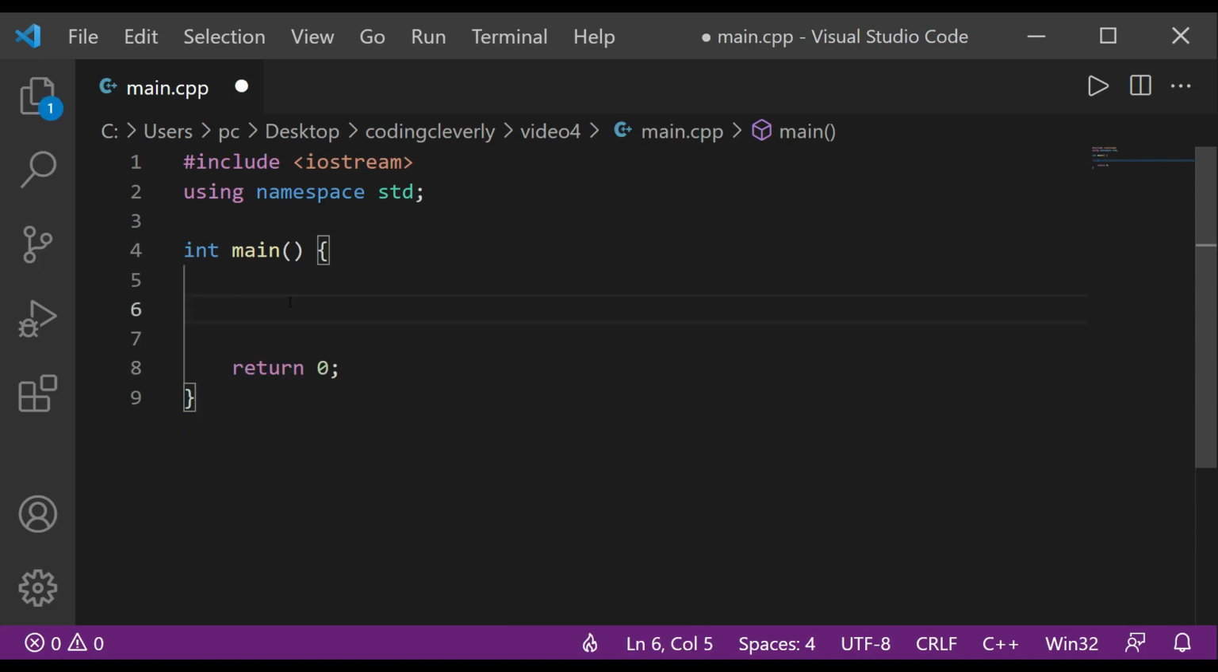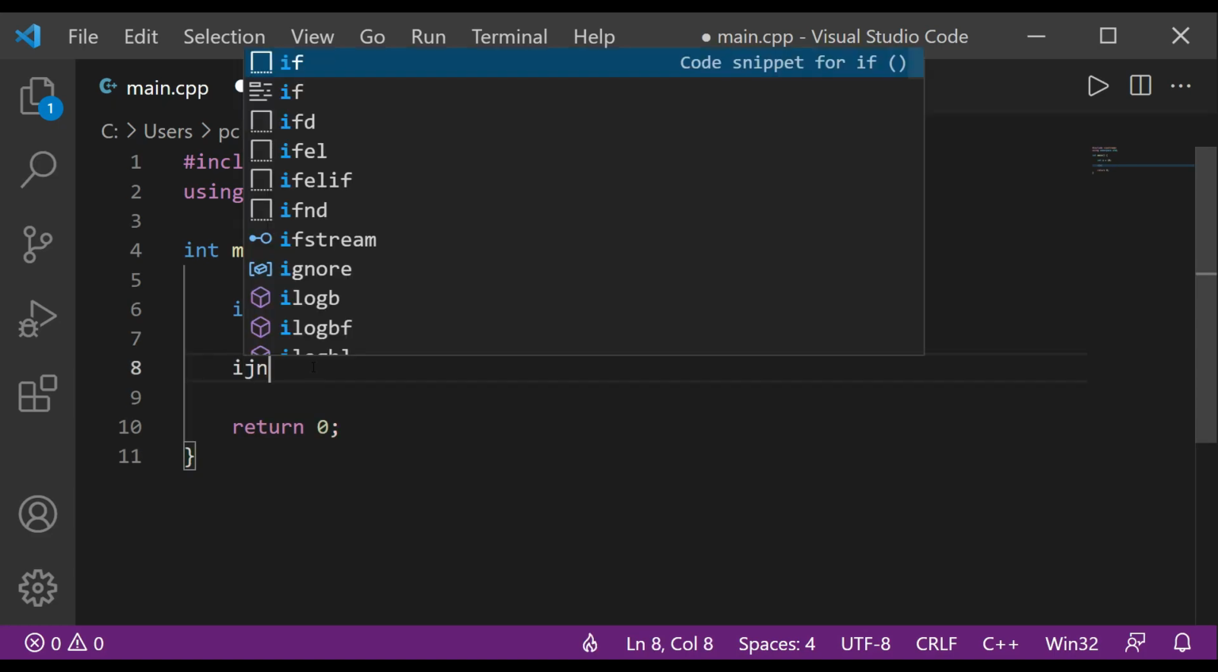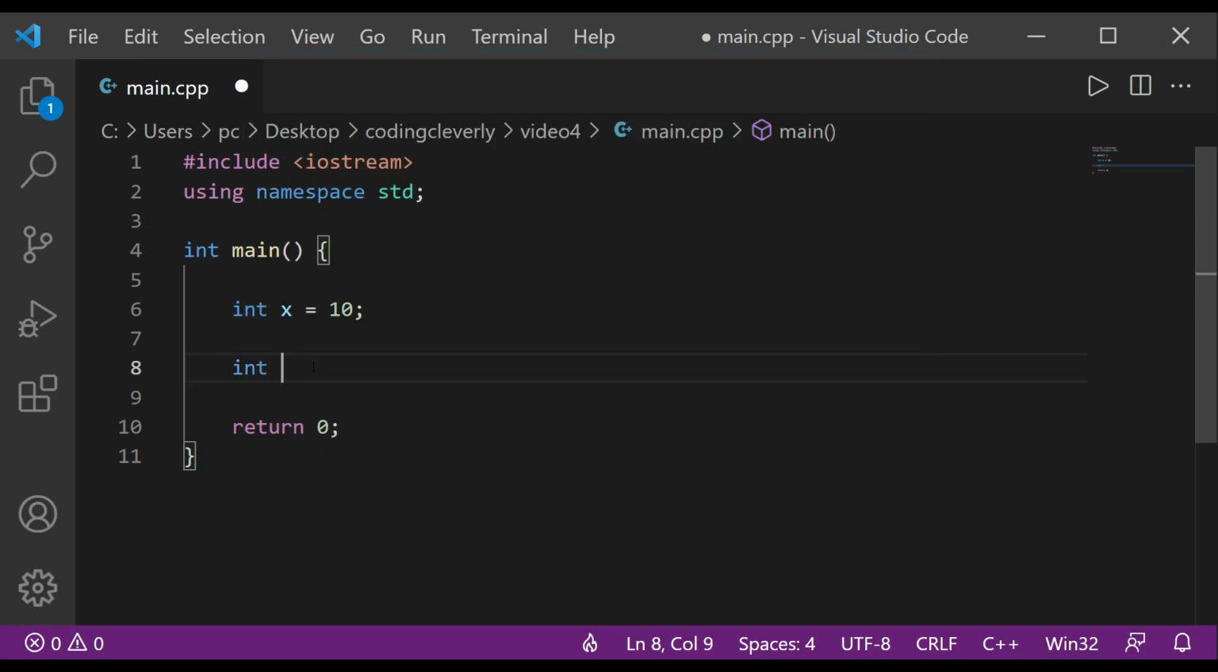So here we have an example. Suppose we have an integer x equal to 10. Now what we want to do is decrement this using our pre-decrement operator. Let's say we want to initialize a variable int z, and we put --x. The first thing is that x will be decremented to 9, and this is the first step that happens. Once it's decremented to 9, it will be assigned to z. So z will have 9 as the answer.